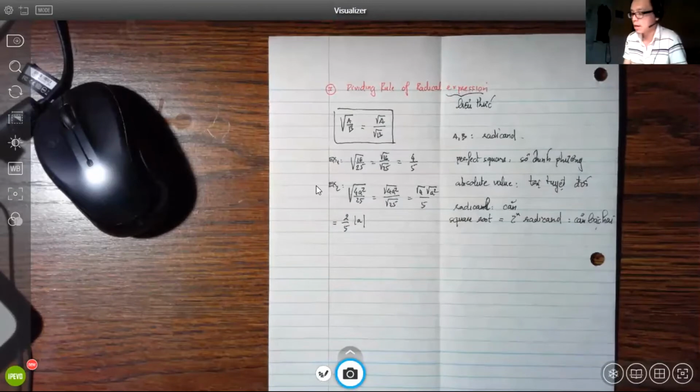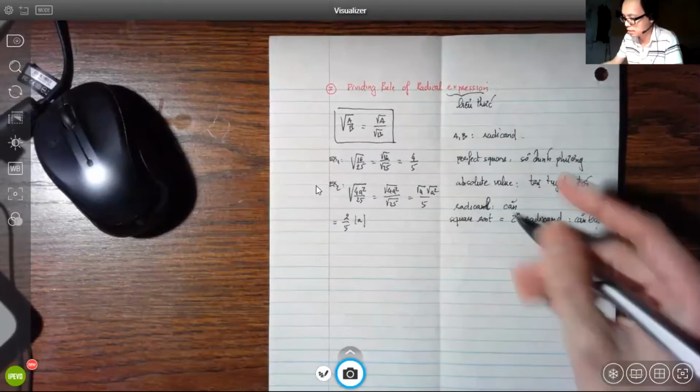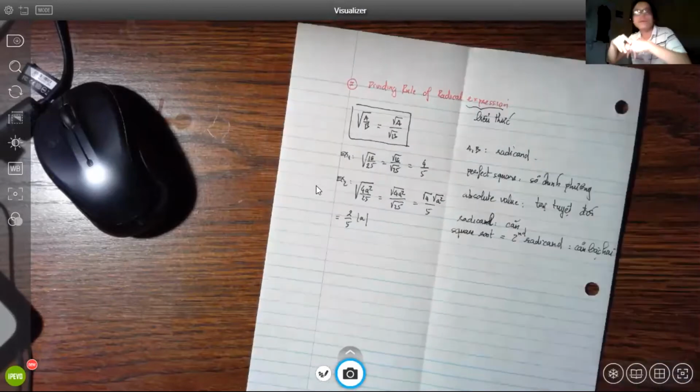Okay. Chẳng hạn như cube root là căn bậc 3, mình cũng có thể dùng radical, nhưng mà mình gọi nó là the third radical. Okay. Hay most of the time là mình gọi cube root. Okay.